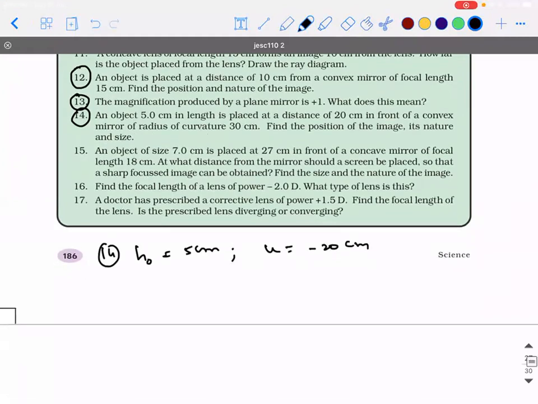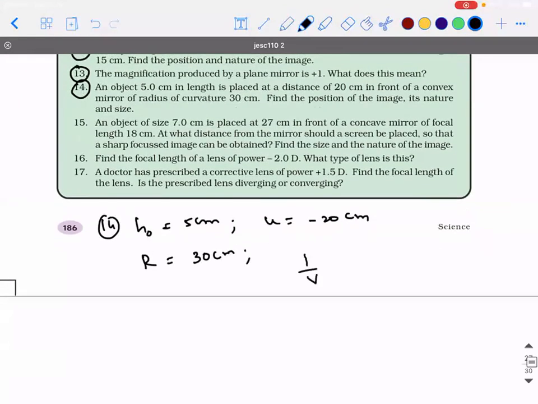Okay, U is equal to minus 20 centimeter in front of a convex mirror of radius of curvature 30 centimeter. Find the position of the image, its nature and size. So 1 by V plus 1 by U is equal to 1 by F. So 1 by V plus 1 by U, which is minus 20, is equal to 1 by F, which is 1 by 30 by 2. Why did I write 30 by 2? Because F is equal to R by 2.